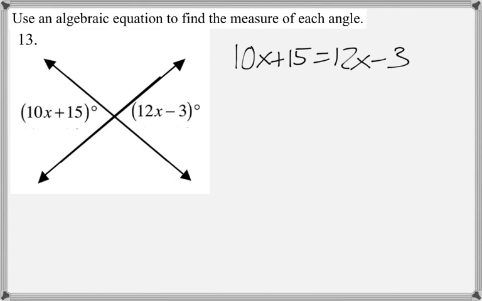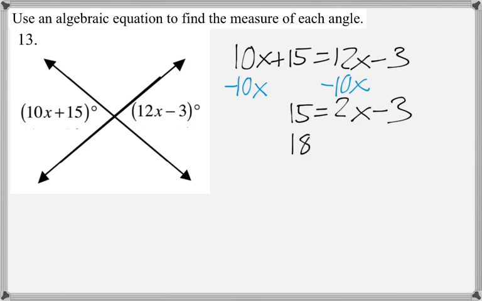Okay, so I need to get x onto one side. I'm going to subtract 10x, and we get 15 is equal to 2x minus 3. Then I want to add 3 to both sides. Then I want to divide both sides by 2. So we get x is equal to 9.